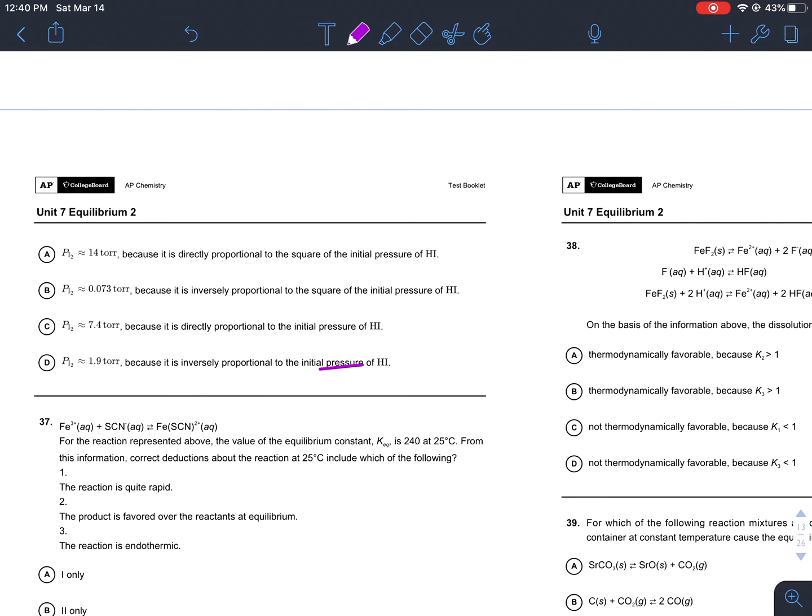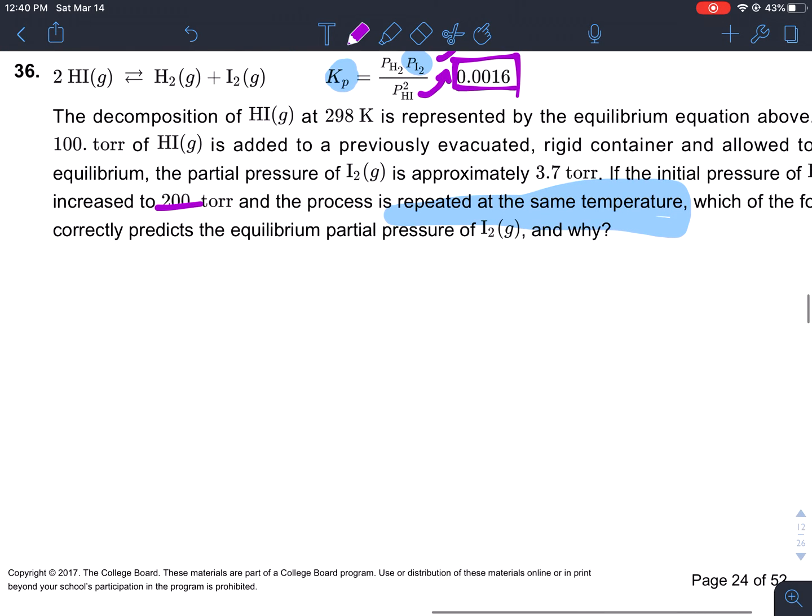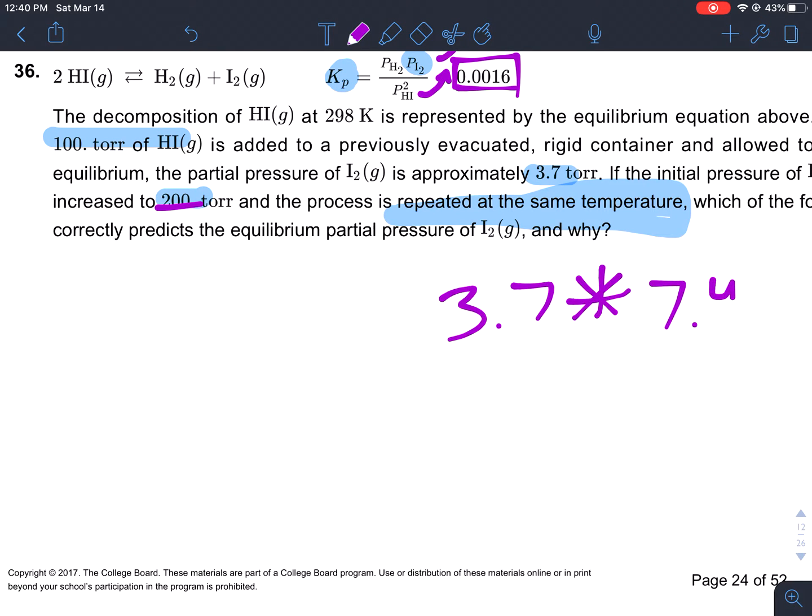It is directly proportional, not inversely proportional, so it can't be B or D. And you've got to see the number. Your pressure went from 3.7, and if your pressure from HI doubled, then your pressure of I2 should double as well. So we're going to multiply that by 2, and the answer is 7.4. The answer is C.